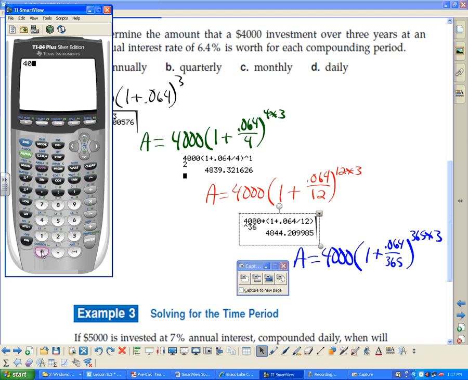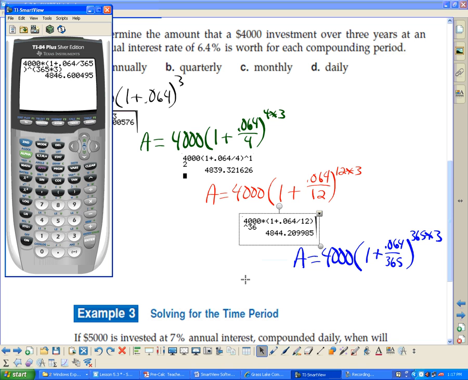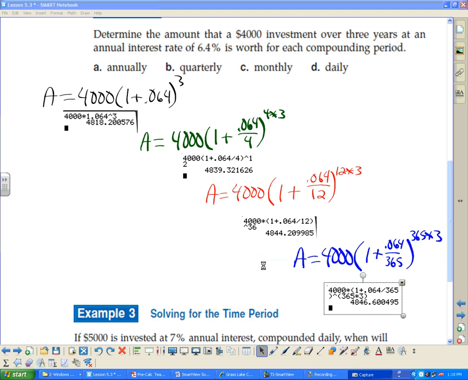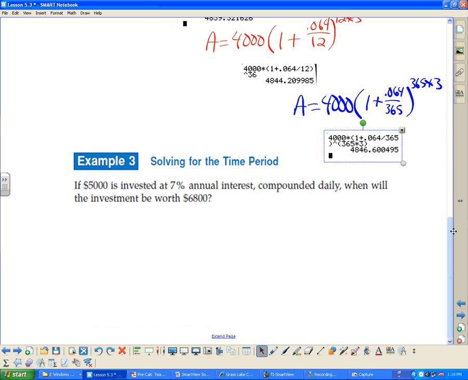And so let's do the last one. 4,000 times 1 plus 0.064 divided by 365. And we'll raise that to the power. Now we're going to put this exponent in parentheses, because I don't know what 365 times 3 is, so I'm actually going to type that in. But make sure you have it in parentheses, and we get $4,846, and you can see that this is the most. So the more times I do it per year, the more money I'm going to make. And when we work on it continuously, we'll see that that's an even greater amount. So, all right, we have one more problem here, example 3 we're going to do.